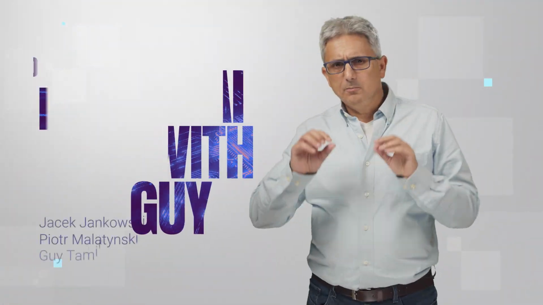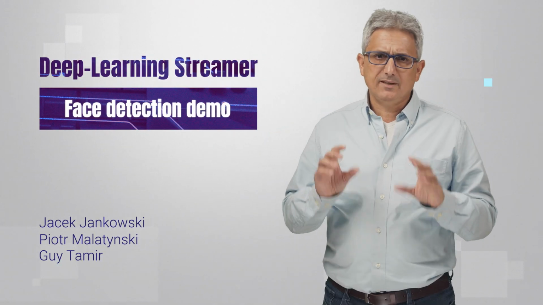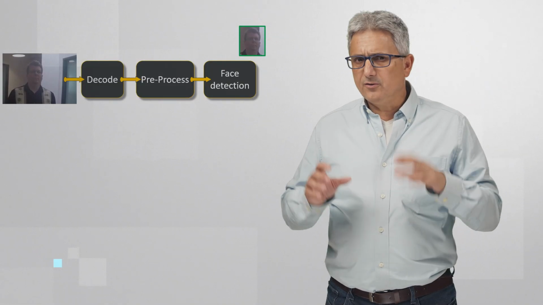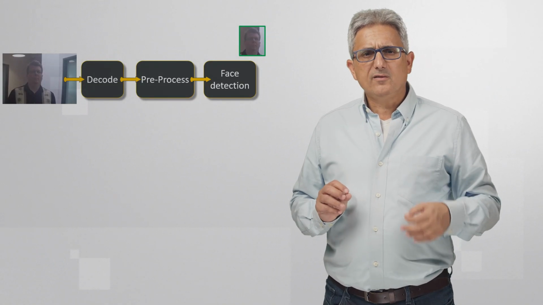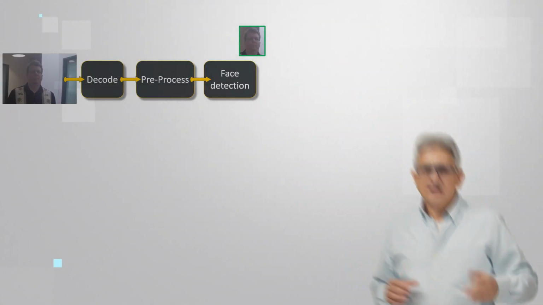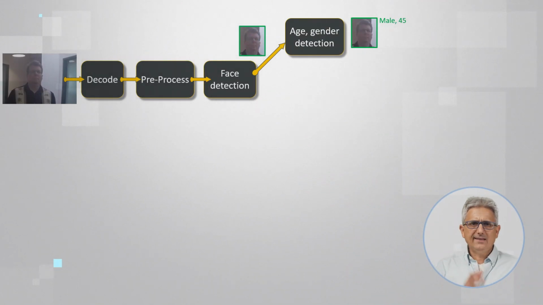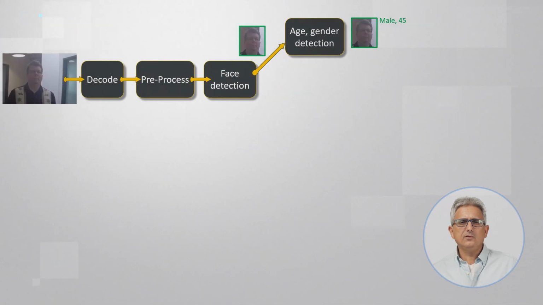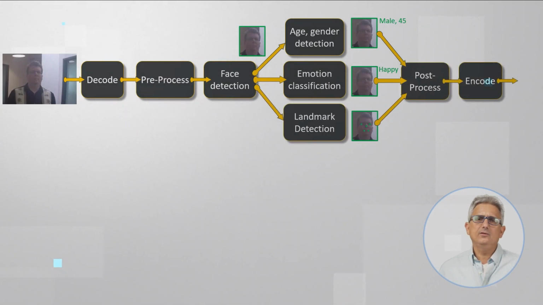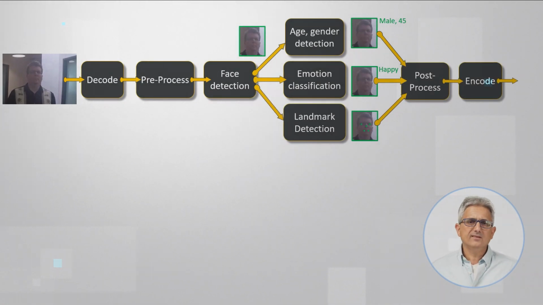Let me show you how to build a pretty complex video analytics application using one line of code. Our application will stream a video in, decode it, convert it to the right format, and then use a face detection model to extract the faces out of the video. These faces will be handed to another model that will detect the age and the gender of that person, and another model that will detect the emotions, and to another model that will detect landmarks on the faces.